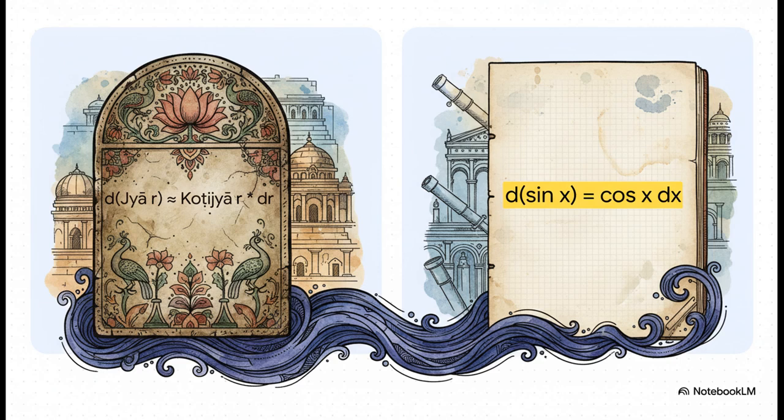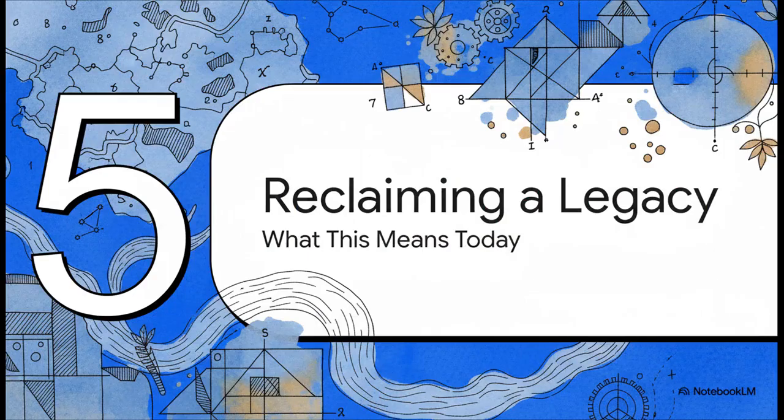On the left, you've got Bhaskara-Acharya's formula from around 1150. On the right, the modern notation developed 500 years later. Yeah, the symbols are different, but the mathematical relationship, the core idea, is identical. He found the derivative.